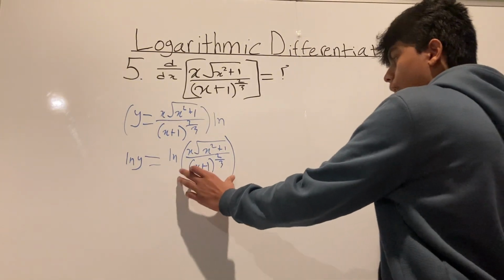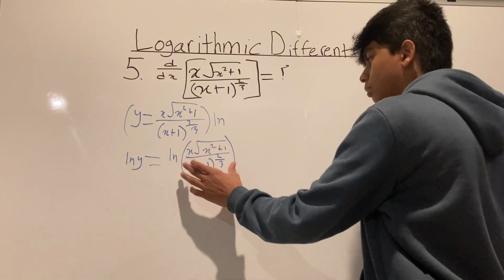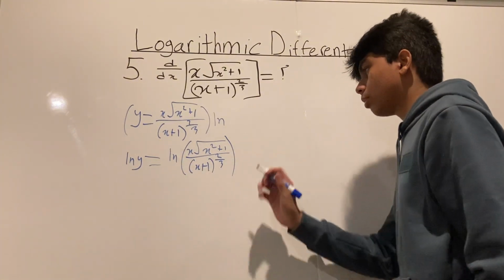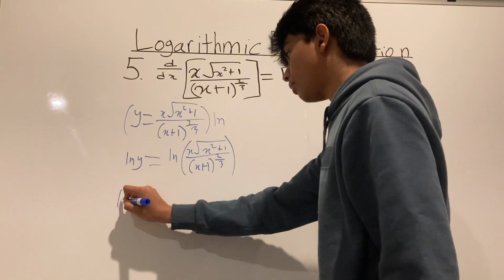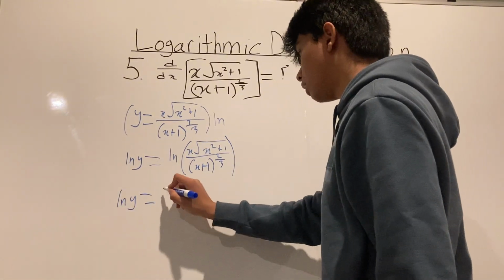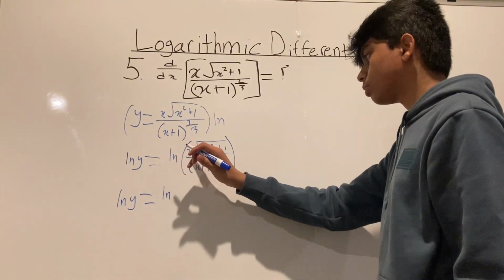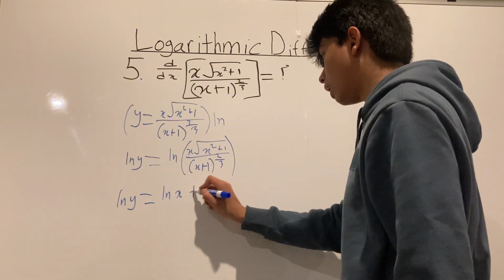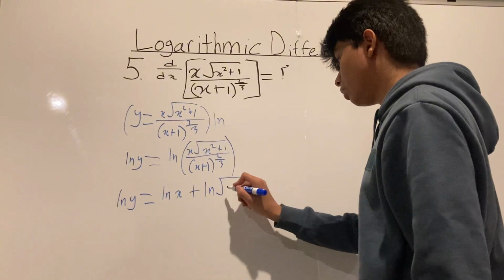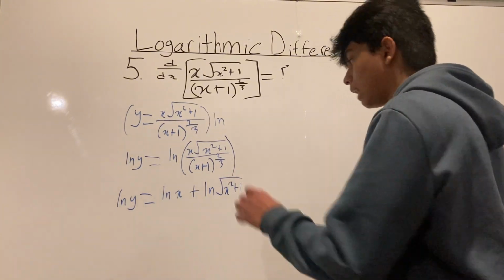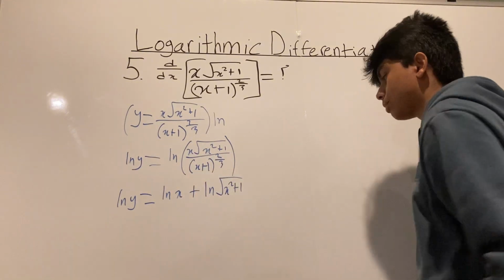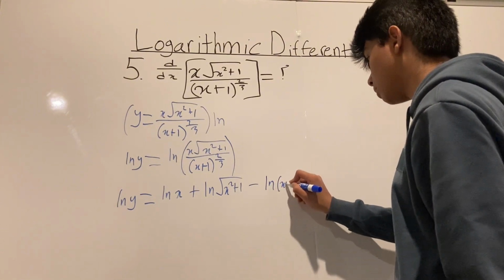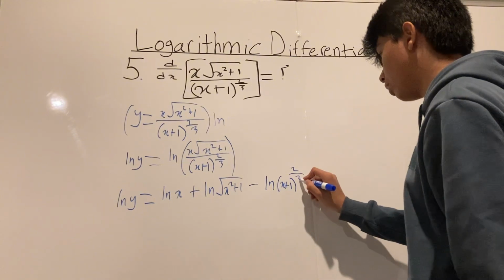Now, when you have something multiplied by something else inside of a log, you can add them both together. So I'll show you what that looks like. So we can say ln y equals ln, now x is being multiplied by square root x squared plus 1, so we can say ln x plus ln square root x squared plus 1. And then now when we're doing division, we subtract. So we just say minus ln x plus 1 to the power 2 over 3.